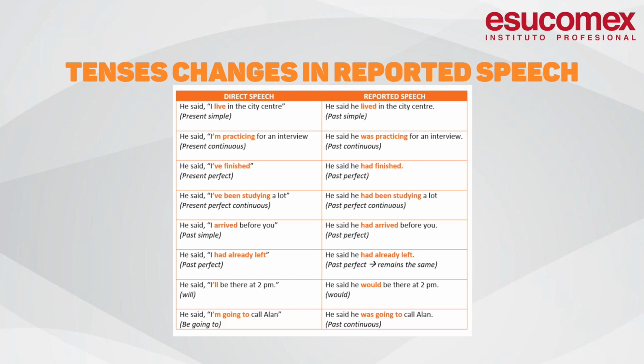In direct speech, the sentence, "He said, 'I'm practicing for an interview,'" is in present continuous. And in reported speech, the sentence changes to past continuous. He said he was practicing for an interview. The verb am practicing changes to was practicing.